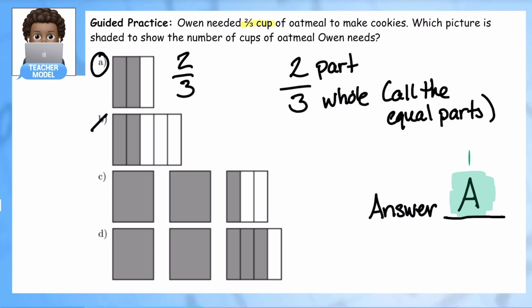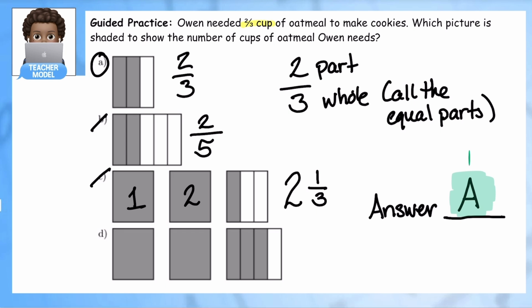B doesn't work because I do have 2 shaded, but notice I have 5 altogether. So even though I have 3 not shaded, I have 5 pieces altogether, so that's 2 out of 5. C doesn't work because I have 2 whole pieces, and at the end I have a fraction of 1/3. So I actually have 2 whole pieces and 1/3. And in the last one, I have 2 whole pieces, and the last one is broken up into 1, 2, 3/4. So I have 2 and 3/4.